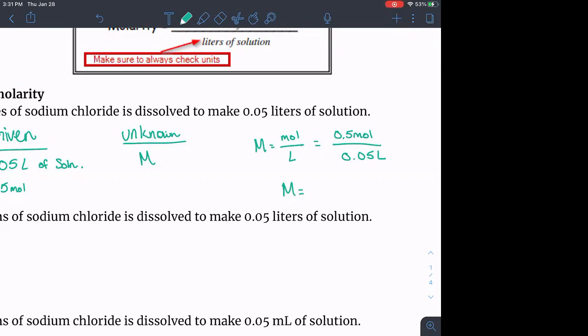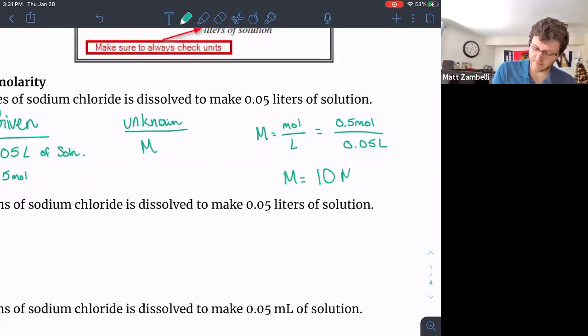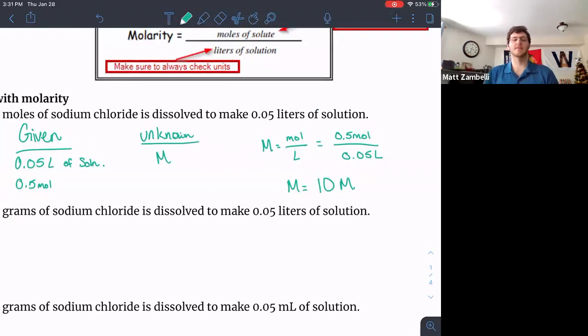$10. 10, perfect. 10 molar. Perfect. 10 M. Molarity is 10. Do we have any questions on that? Do we want to do one more together, or do you guys think you can do that section on your own? All right, I'm going to take that as we're good.